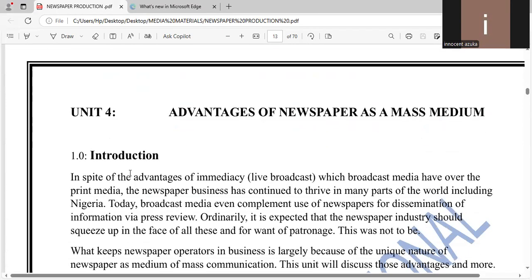Now look at the advantages of newspaper as a mass medium.